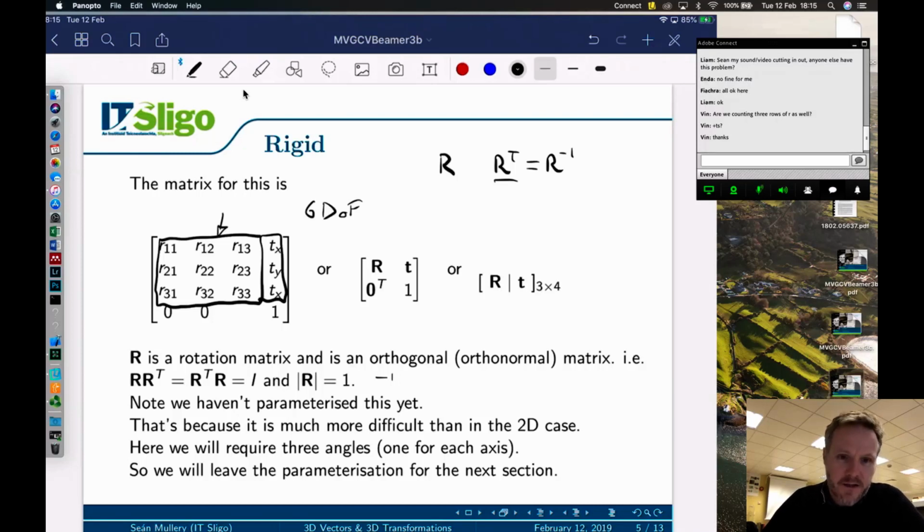That's because it's much more difficult than in the two-dimensional case to actually come up with the parameters. If you remember in the 2D case, we had a cosine and a sine of theta, and we were able to do that and actually determine what the angle would be. So we only had 1 degree of freedom in that case. We've 3 here. This is much more difficult. So here we require 3 angles, 1 for each axis. So we leave that parameterization for the next section of this lecture.